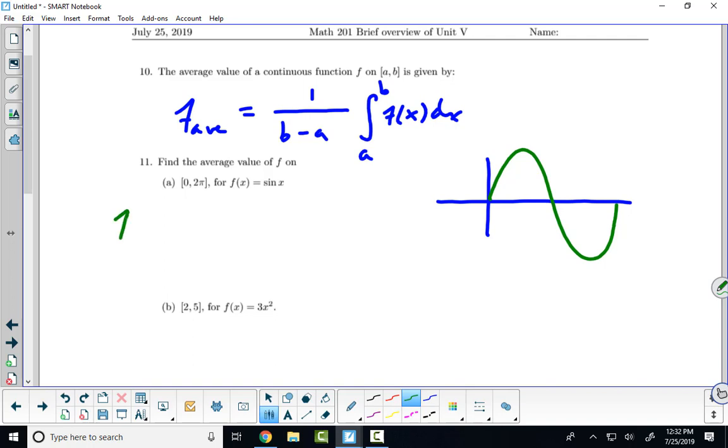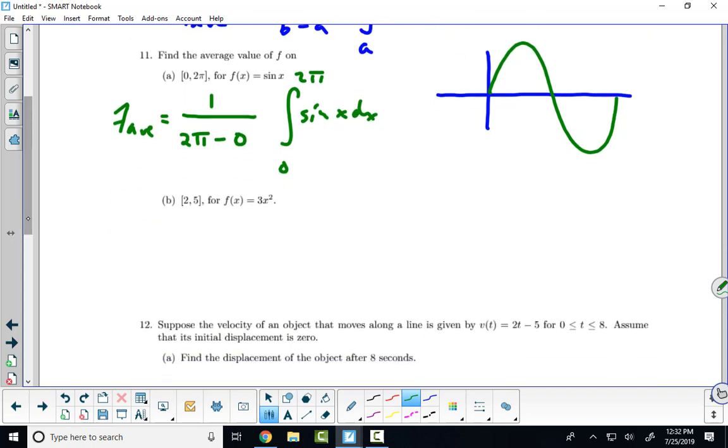Sure enough, if I asked you to compute the average value, you would do 1 over 2 pi minus 0 times the integral from 0 to 2 pi of the sine of x dx. But that's equal to 1 over 2 pi times, what's the antiderivative of sine? Careful. What's the antiderivative of sine? Negative cosine. Evaluated from 0 to 2 pi.